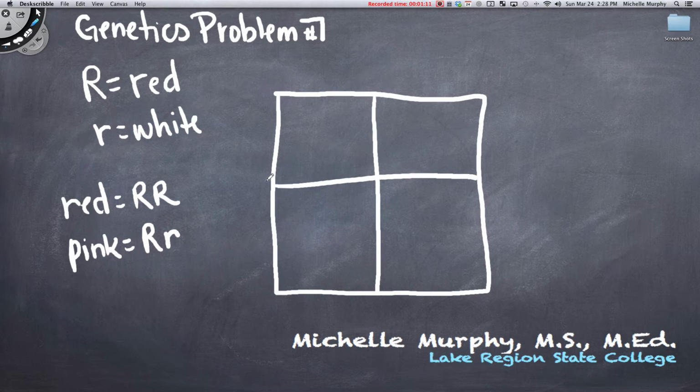Let me check my thing here. Cross between a red snapdragon and a pink snapdragon. So we're going to cross these. So one parent is red, one parent is pink.